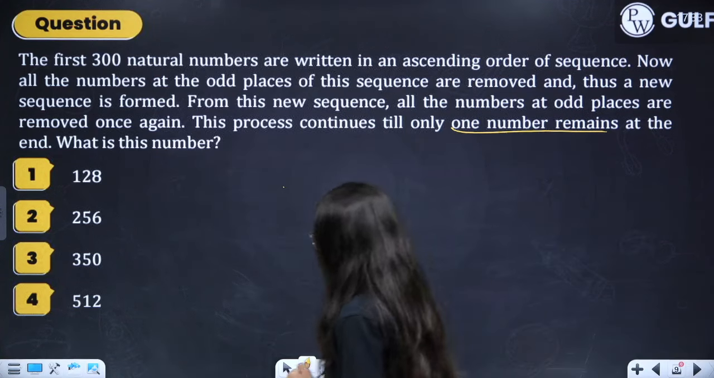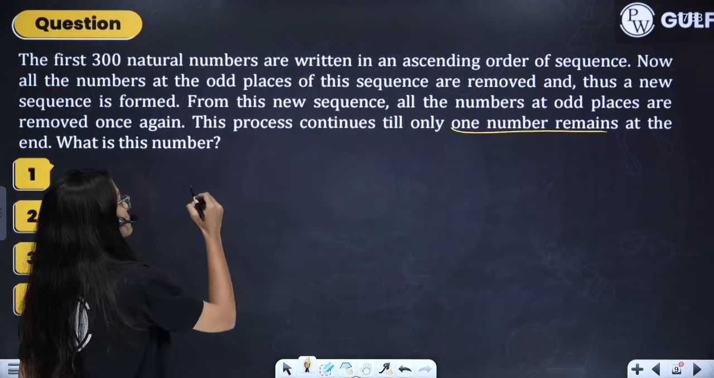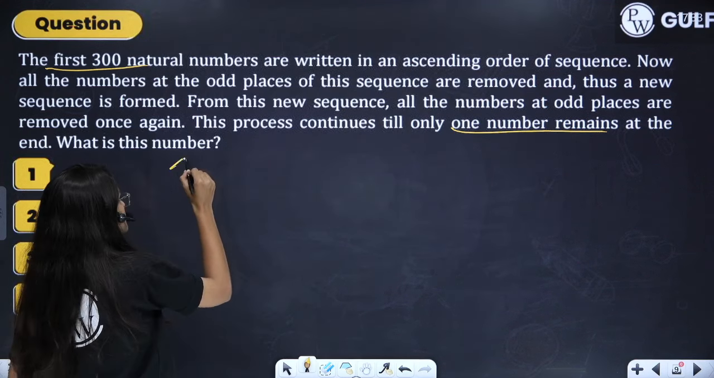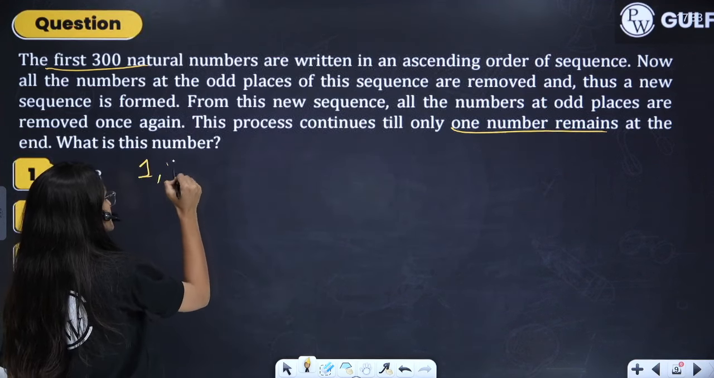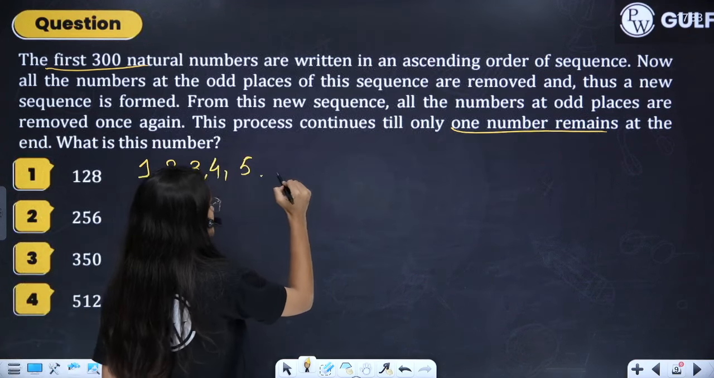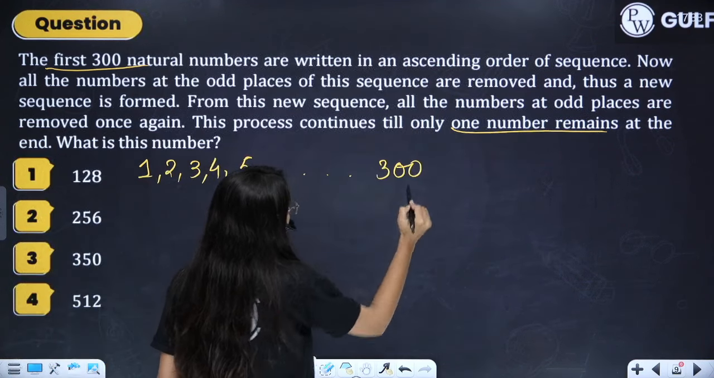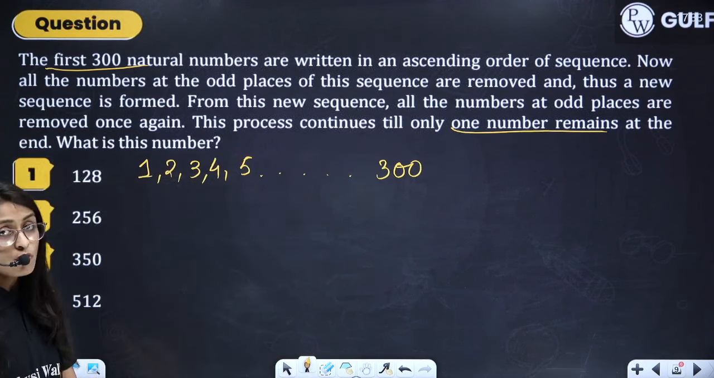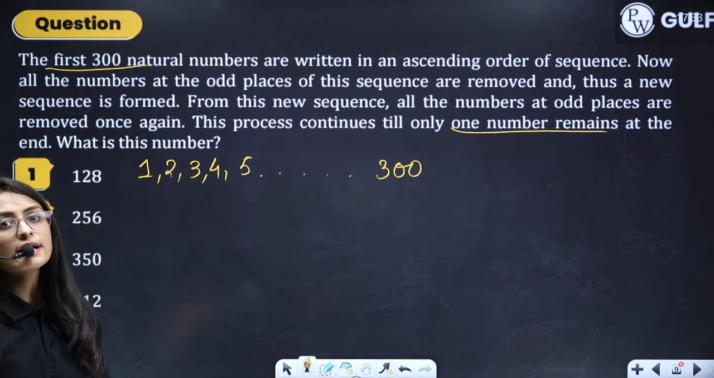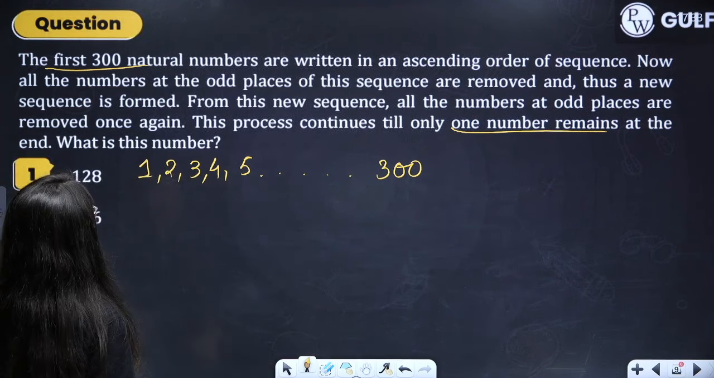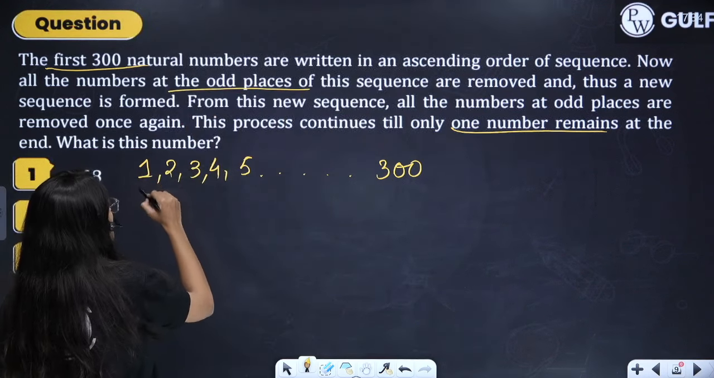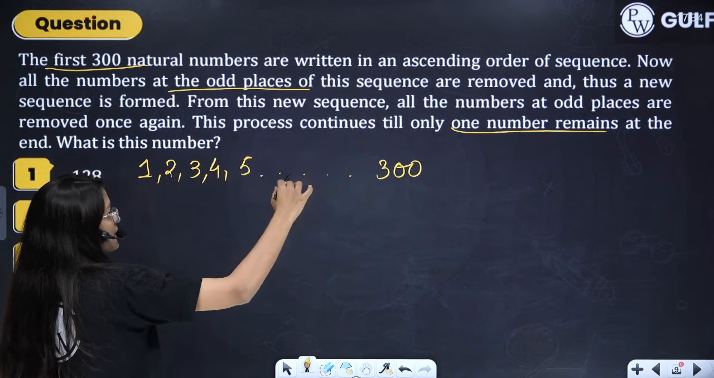Let us check. If I write this sequence, it's the first 300 natural numbers, so of course the sequence starts from 1 and goes up to 300. Now first of all I'll remove the numbers at odd places. Observe it, they are not asking us to remove the odd numbers, they are asking us to remove the numbers which are at odd places. So from the first sequence I'll be removing 1, 3, 5, 7 and so on.